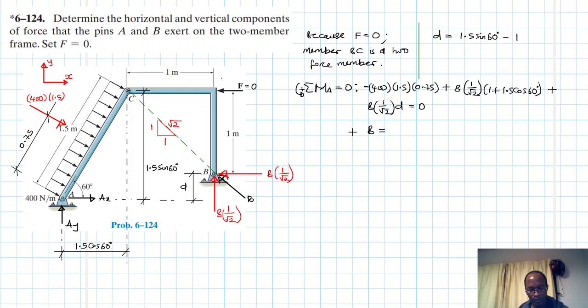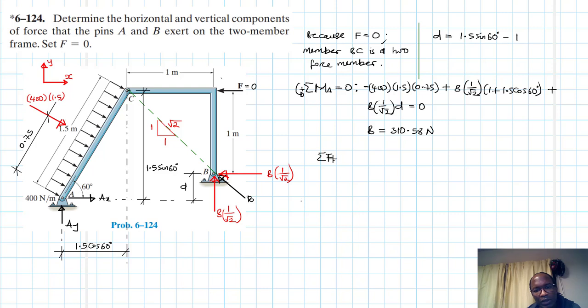Let me start with this. 1 divided by root of 2, and then times 1 plus 1.5 cos 60, and then plus D, which is just 1.5 sine 60 minus 1. So we close this. Then we bring in that other stuff, 400 times 1.5 times 0.75, then divided by answer. So B, we are getting 310.58, right? And this is in what units? This is in newtons.